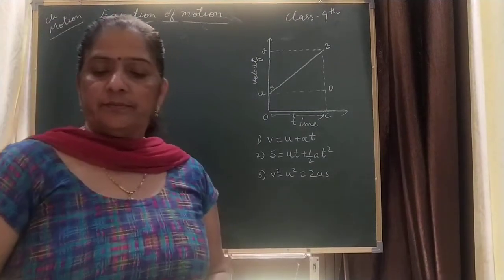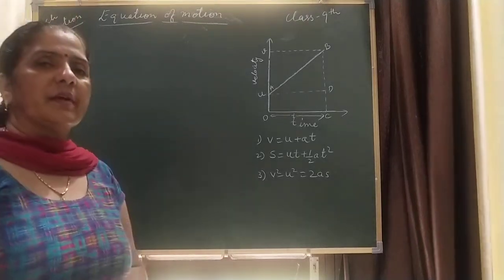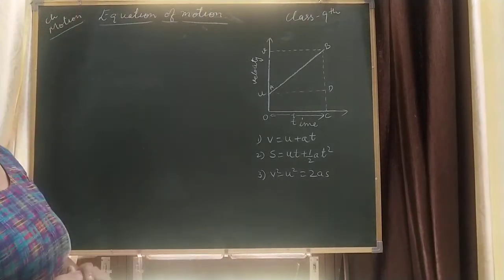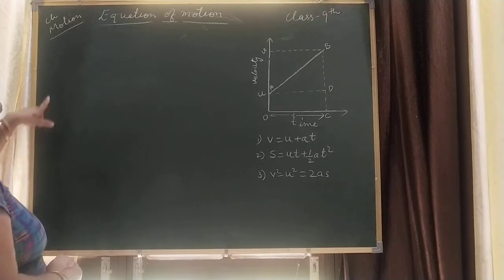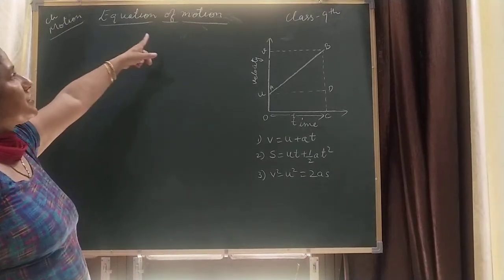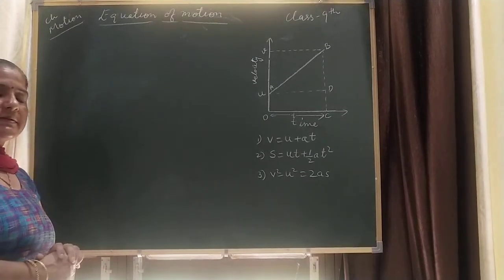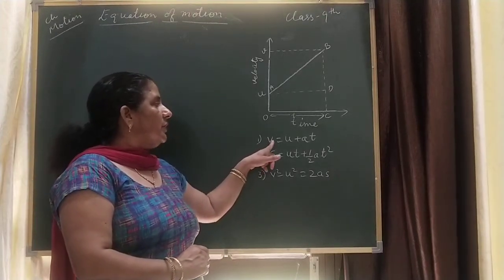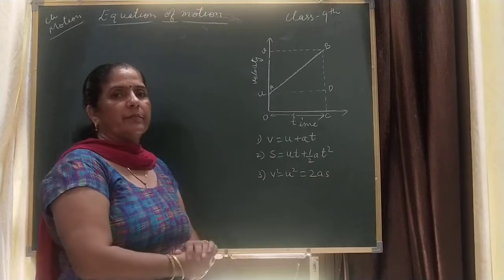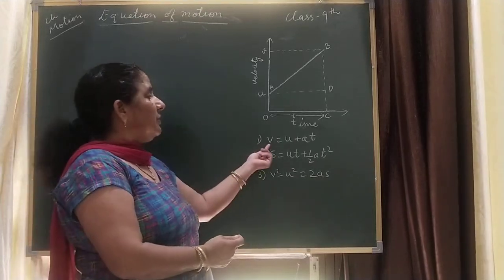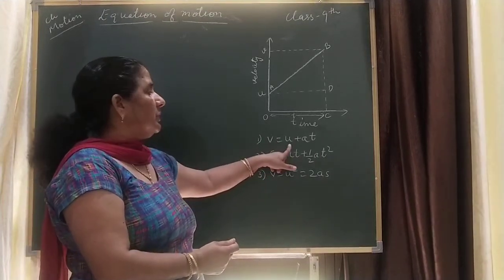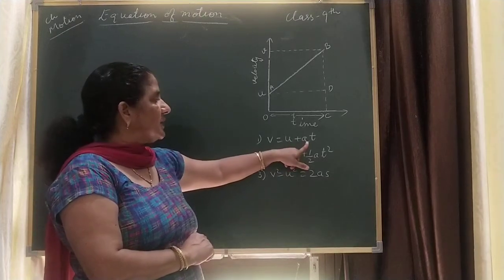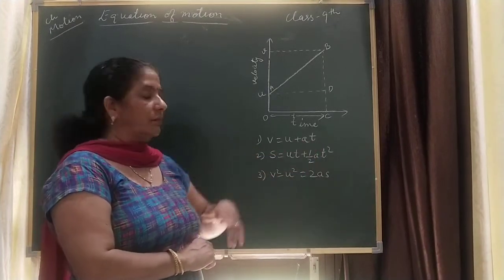Dear students, after the distance time graph and velocity time graph, your next topic in the chapter Motion is equations of motion. Students, there are three equations of motion. Number one, v equal to u plus at. You know about v, final velocity, u, initial velocity, a, acceleration, and t, time.